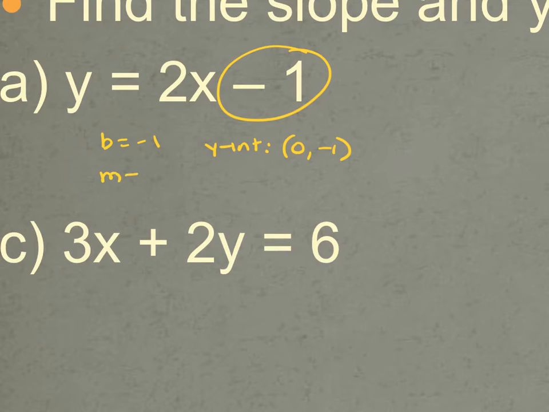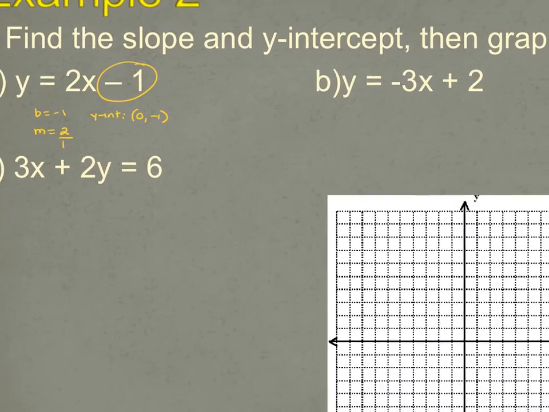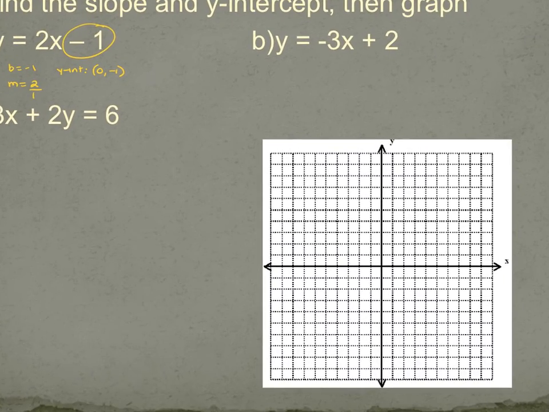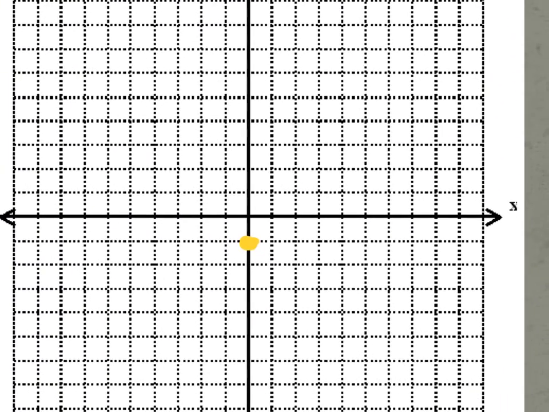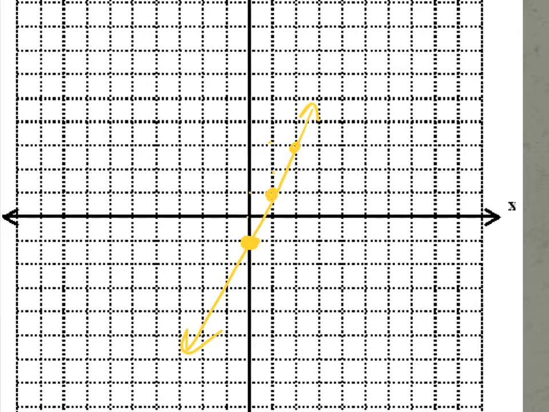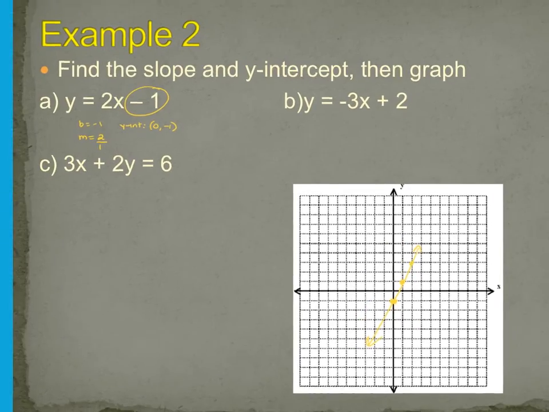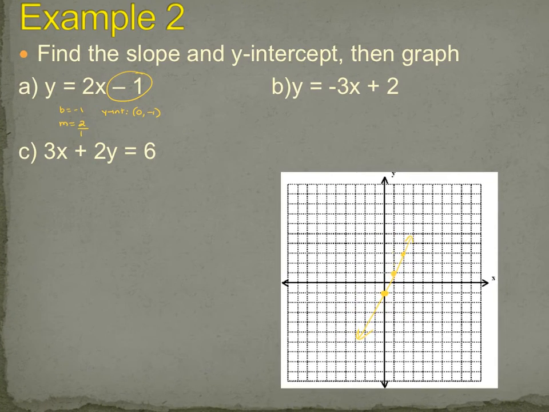The M is 2, which would be 2 over 1 when I go to count it out. So I'm going to go to my graph. I'm going to start at 0, -1, and I'm going to go up 2 and to the right 1. Up 1, 2, to the right 1. I'm going to do it one more time because I've got the space, and I want to make sure my line is straight. And there's the first one. That's A.